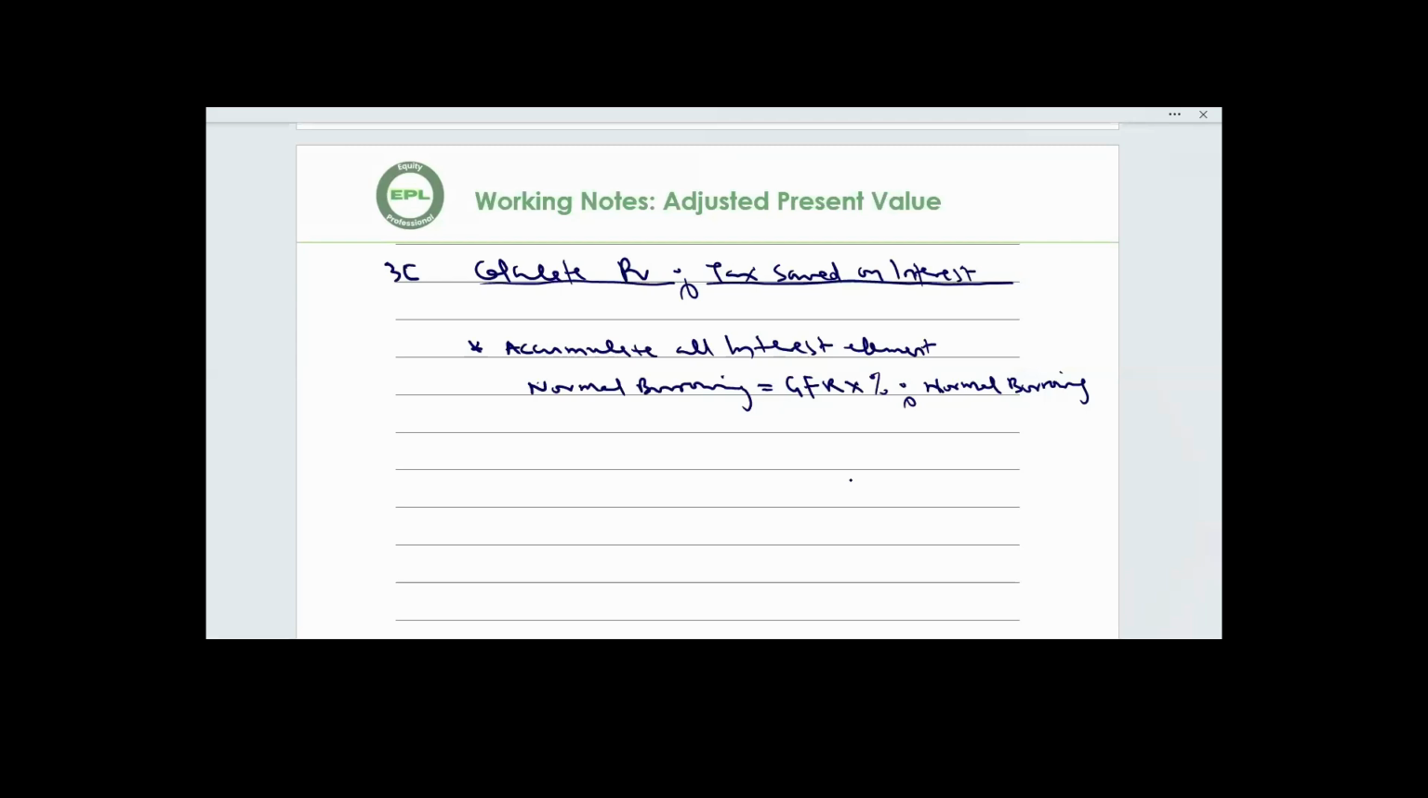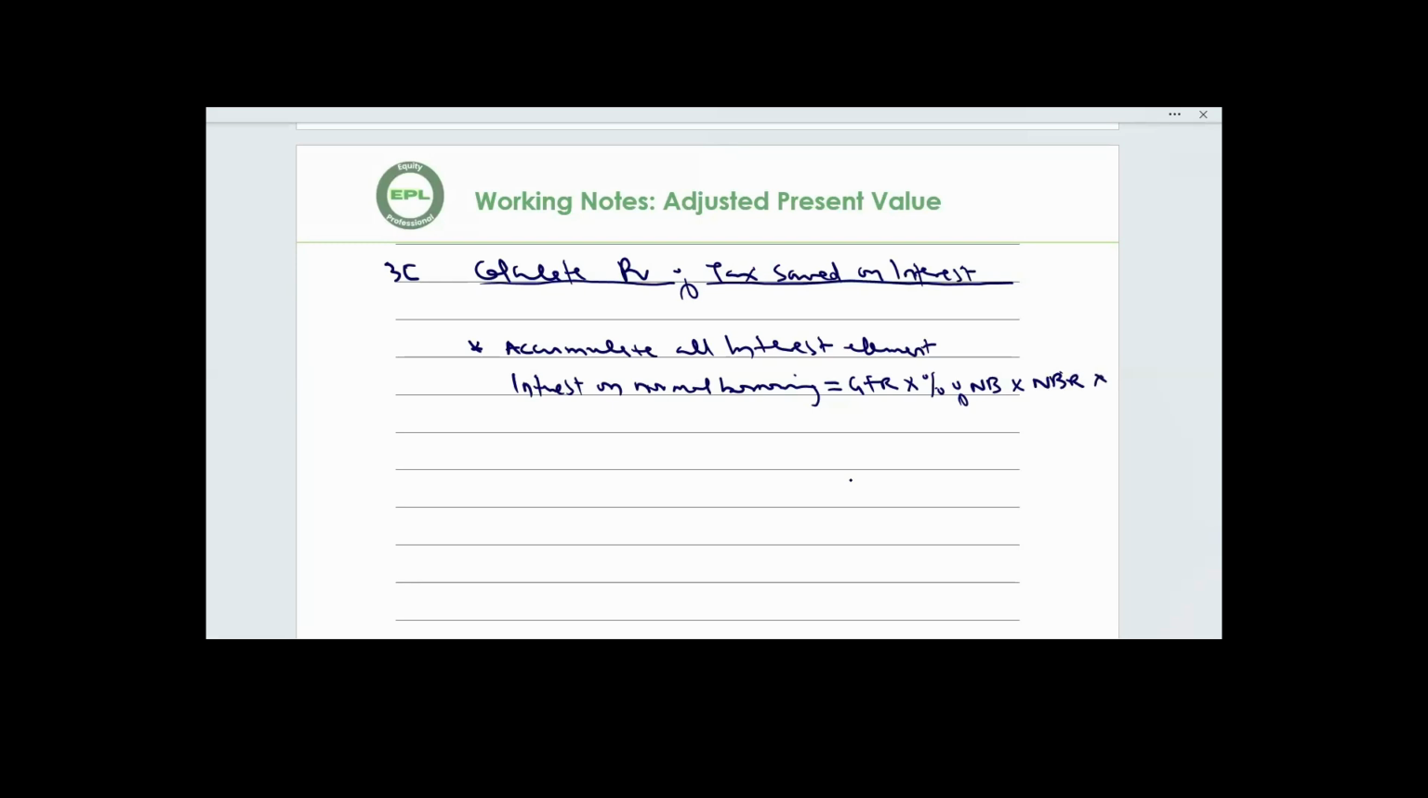Let me rewrite this so that you can accommodate that space. So I have interest on normal borrowing, which is equal to the gross finance required multiplied by the percentage of normal borrowing multiplied by the normal borrowing rate, the interest rate on the normal borrowing. You keep this on one side.